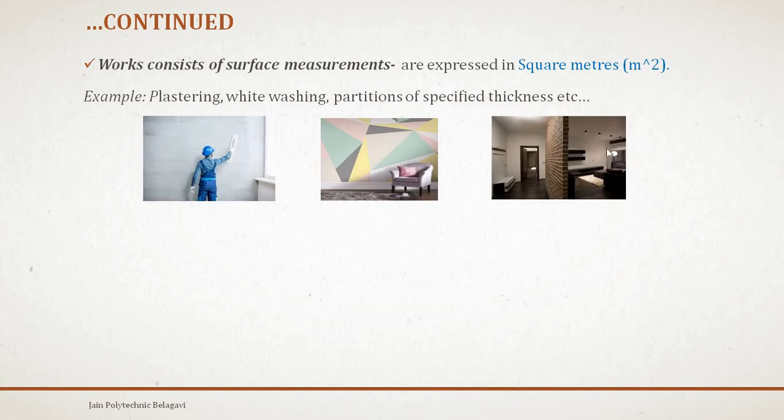Third example is partition walls. Partition walls of less thickness are measured in square meters. The partition walls may be of wooden partition, glass partition, metal partition, aluminum partition and so on.